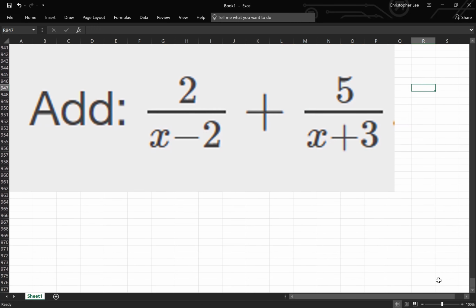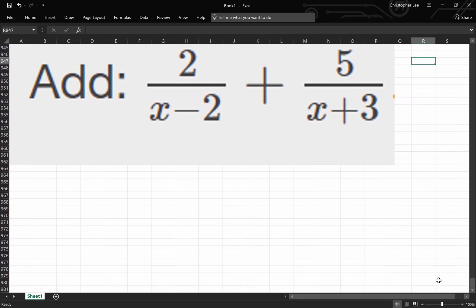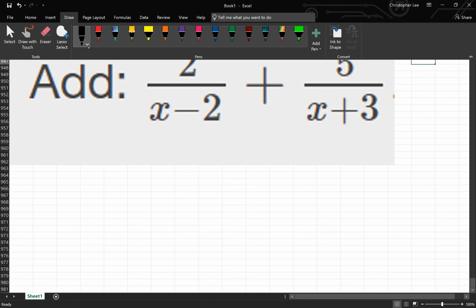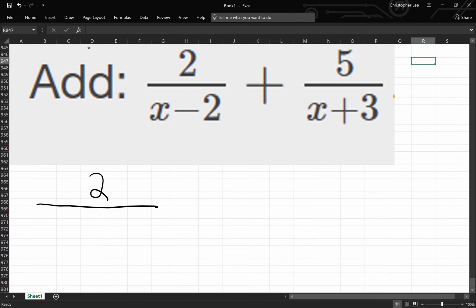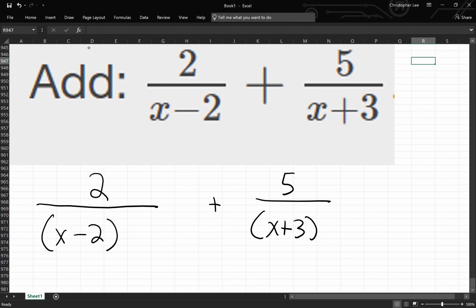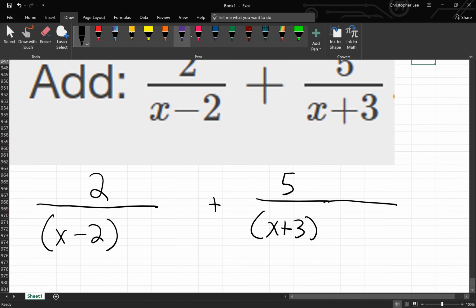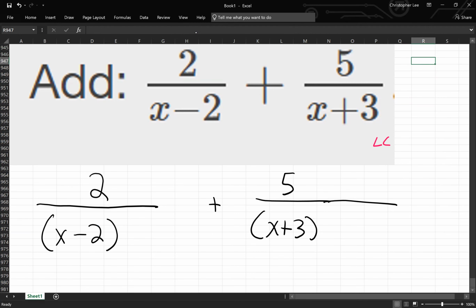All right, let's take a look. So I got 2 over x minus 2 plus 5 over x plus 3, right? So now I want to find the LCD. Somebody tell me what's the LCD over here? x minus 2 and x plus 3. Very good. That's the same way that I would have done it.